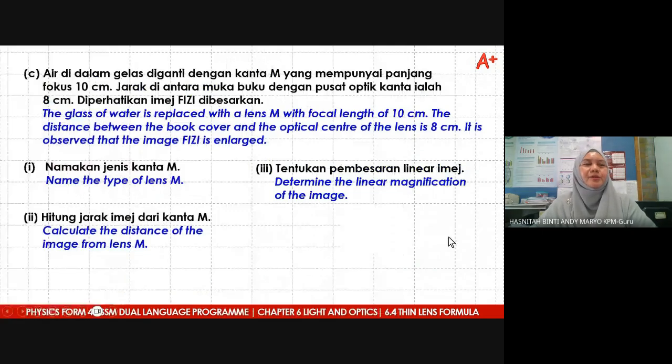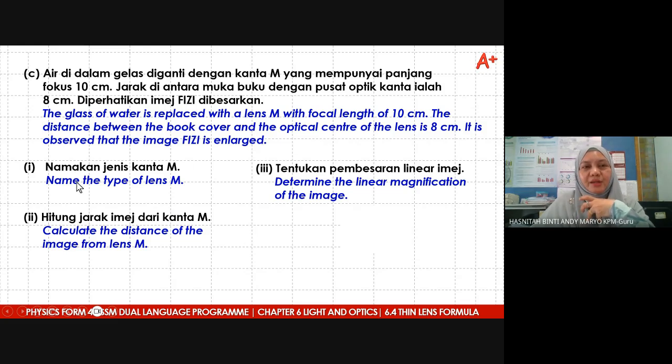Then question C. The glass of water is replaced with a lens M. Now we take the glass away and put lens M there, with a focal length of 10 centimeter. The distance between the book cover and the optical center is 8 centimeters. So this is U, the object distance, and F is 10 cm. Then it says it is observed that the image physics is enlarged. So this is a very important piece of information.